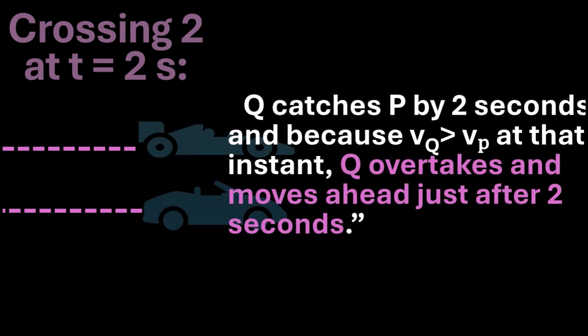Now, why does this happen? Because Q catches P at 2 seconds, and because VQ is greater than VP at that instant, Q overtakes and moves ahead just after 2 seconds.